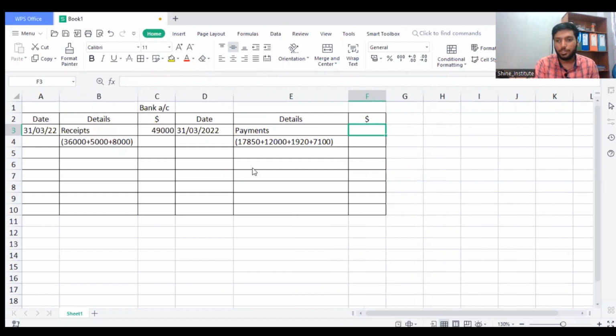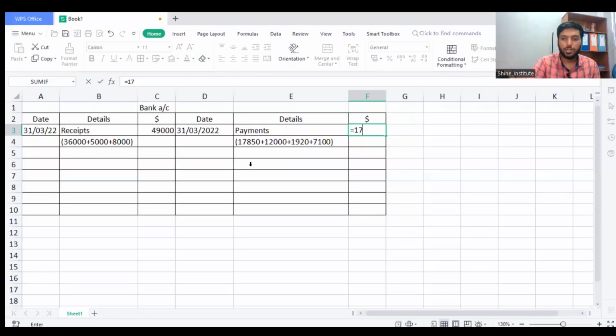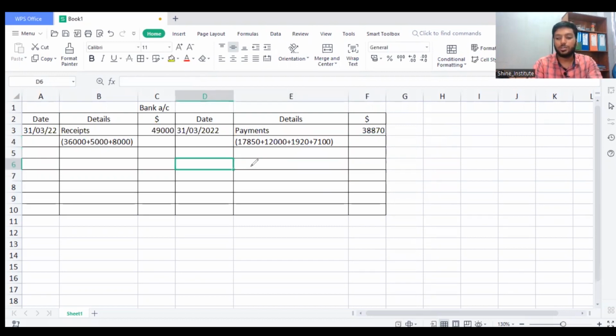17,850, 12,000, 1,920 and 7,100. Let me check again. So 17,850 plus 12,000 plus 1,920 plus 7,100 will give me a value of 38,870. And also the good thing of this sum, they have already given the carry down, so you don't have to find it out. So we can take the carried down balance which they have given on the exam paper.